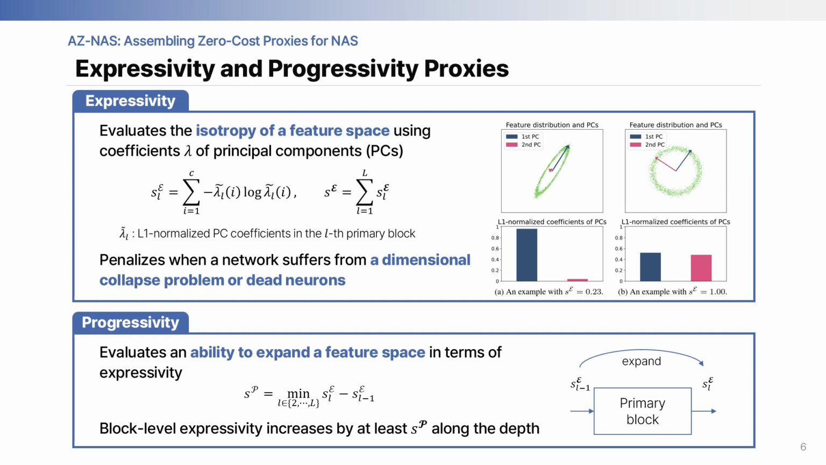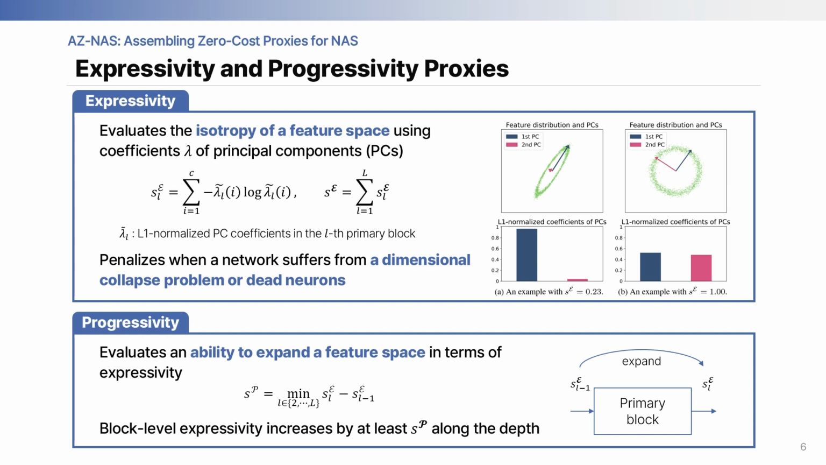First, the expressivity proxy checks whether all the channel dimensions of features are effectively utilized. To this end, it evaluates how features are isotropically distributed within a feature space, using the entropy of the coefficients of principal components. In this way, we can penalize networks having many dead neurons or suffering from a dimensional collapse problem.